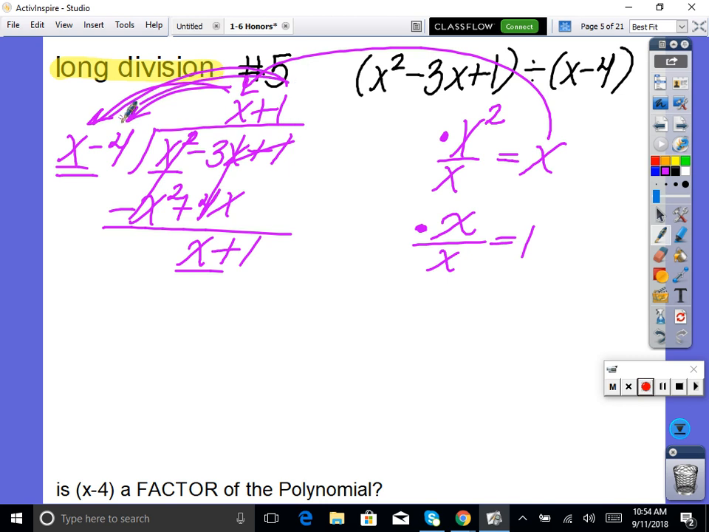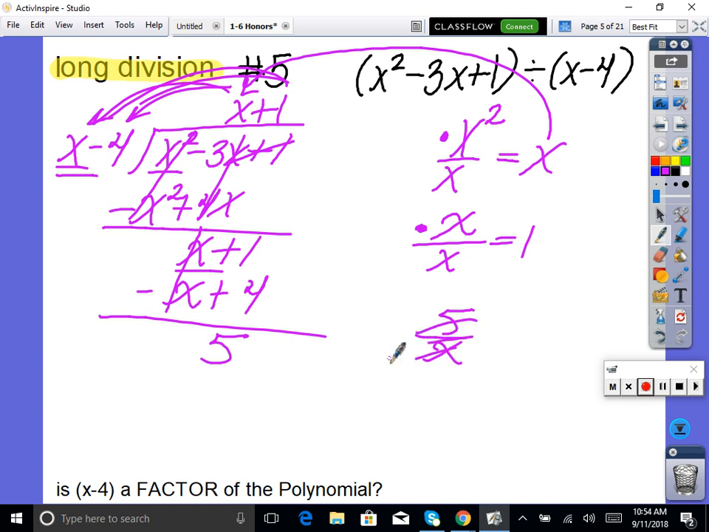And then multiply it. So 1 times x is x. 1 times negative 4 is negative 4. Change the sign, add straight down. So it looks like we're getting 5. 5 divides by x? Nope, it does not. There's our remainder. So x plus 1 and then plus 5 when we divided by x minus 4.